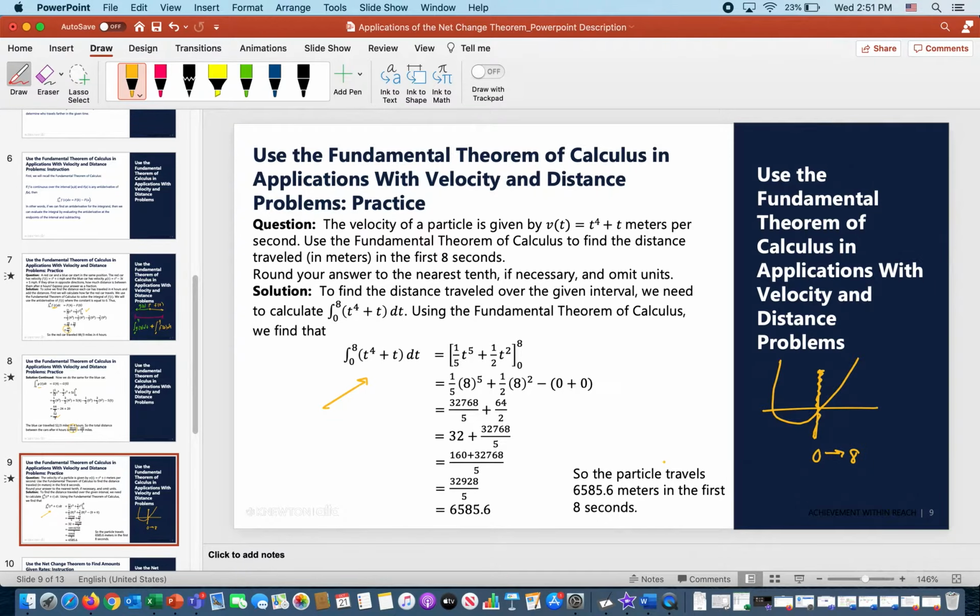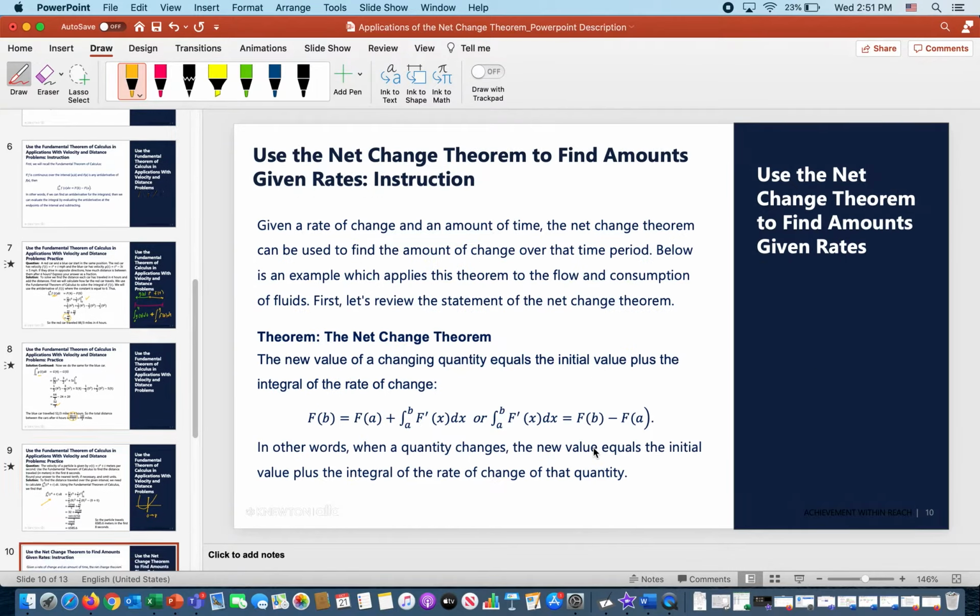So again, following the math here, we're taking the integral of t to the fourth plus t, that's 1/5 t to the fifth plus 1/2 t squared, and just plugging in 8 and 0. These are some big numbers, but Newton will tell you what to round to so that you can identify the correct answer there.